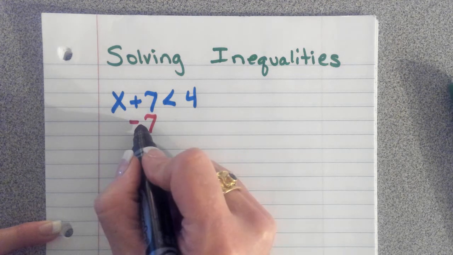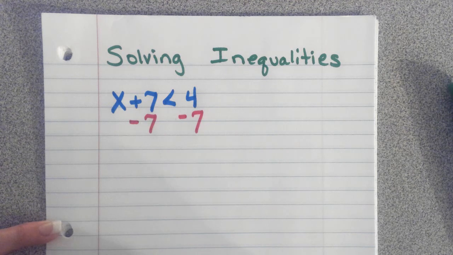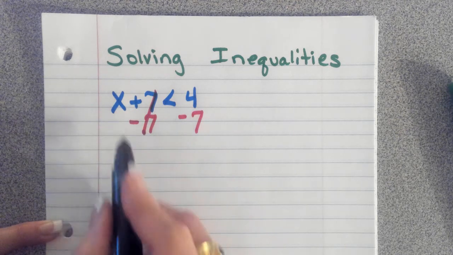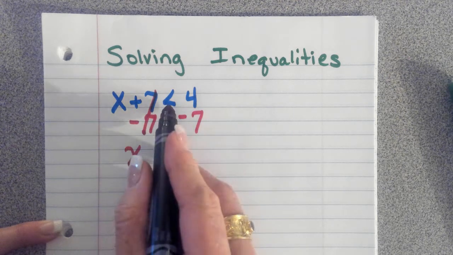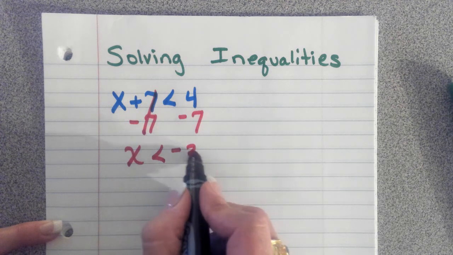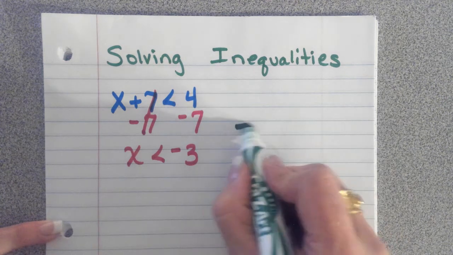And what you do to one side, you have to do to the other. It's the fairness rule, like we've said before, with our equations. So a plus and minus 7 will cancel out, and x is by itself. Keep our less than, and then 4 minus 7 is negative 3. And then if you want to graph this, it looks like this.